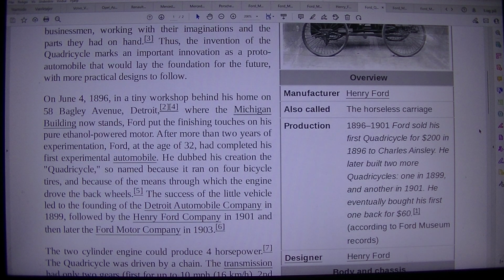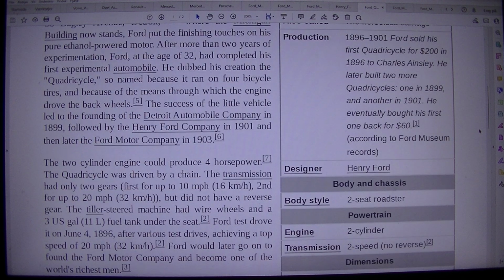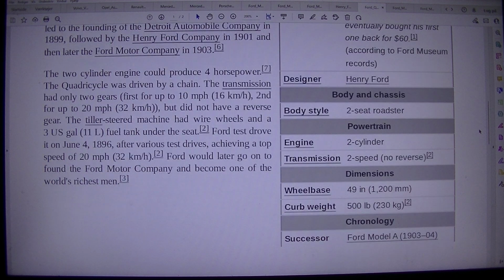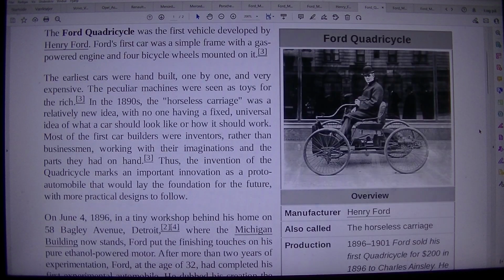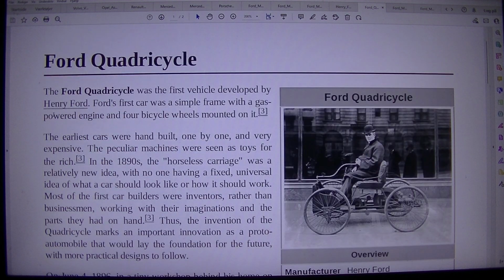Designer Henry Ford. Body and chassis: body style 2-seat roadster; powertrain: 2-cylinder engine, 2-speed transmission, no reverse. Dimensions: wheelbase 49 in, 1,200 mm; curb weight 500 pounds, 230 kilograms. Chronology: successor Ford Model N, 1903-04. The Ford Quadricycle was the first vehicle developed by Henry Ford.